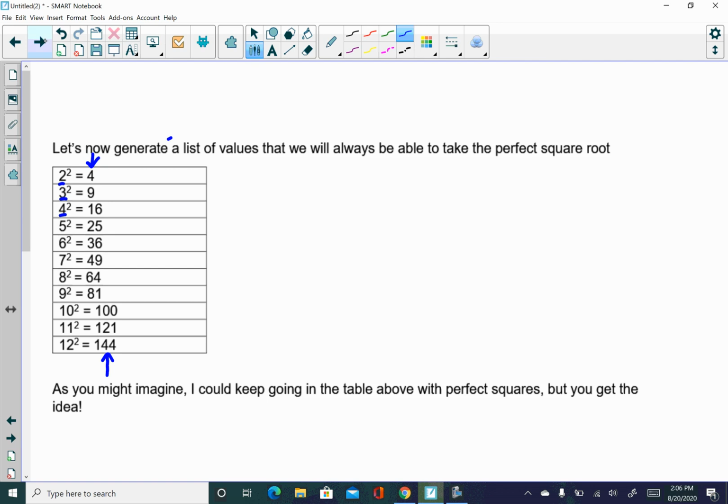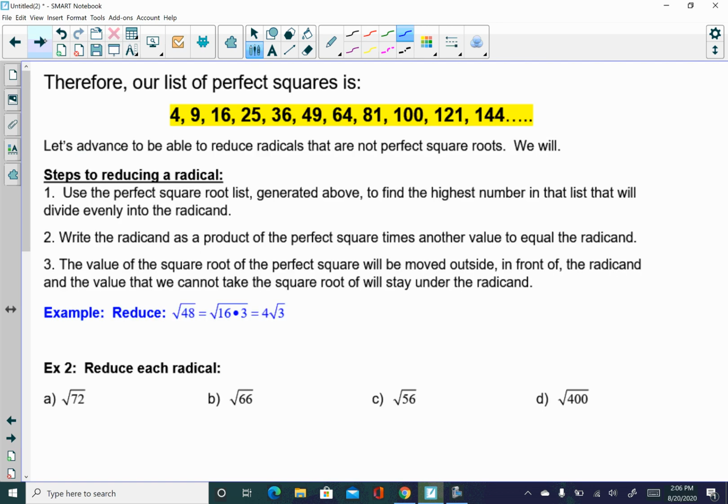So if we flip it on over, I listed for you at the top those numbers that were on the right-hand side. So these are your perfect squares. These are numbers that you can take the perfect square root of, right? Because we know the square root of 4 is 2, square root of 9 is 3, square root of 16 is 4, and so on. Again, I stopped my list here at 144, but you know I put a dot, dot, dot.